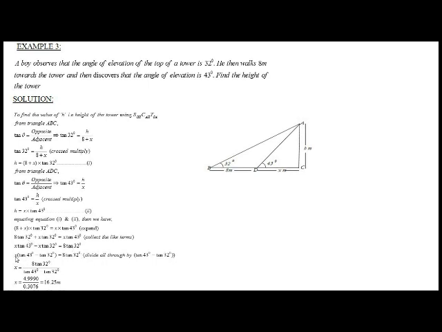Now if you make X common, I bring X out, and it's going to be left with tan 43 inside the bracket minus tan 32 equals 8 tan 32. Now we're looking for the value of X by dividing all through by tan 43 minus tan 32. If we divide all through by what we have here, we're going to have X equals 8 tan 32 over tan 43 minus tan 32. So 8 multiplied by tan 32 is going to give us 4.9990, over tan 43 minus tan 32, which will give us 0.3076. And if we divide that, we're going to have 16.25 meters.